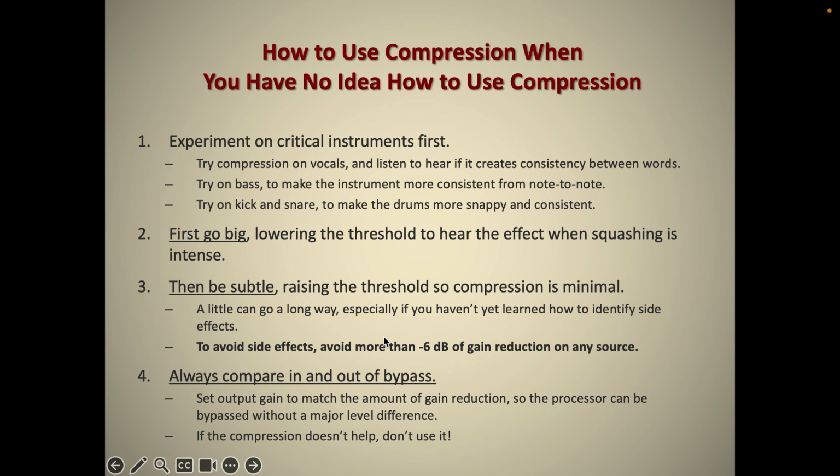I would say if you want to avoid side effects and for it not to sound really obvious, keep your compression so it's gain reducing no more than 6 dB. Look at the little meter, see how many dB it's taking off the level, and keep that to under -6. And that's a great subtle compression.